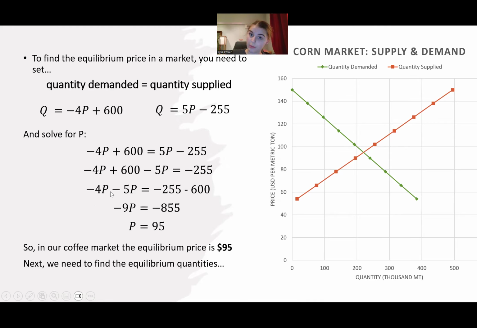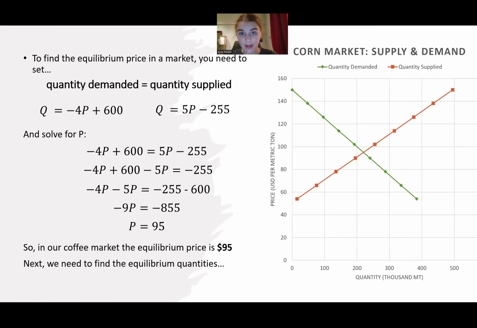Remember, that's our slope for demand. It's negative. And then we're going to subtract 5P, because we had to take it over from the other side. A negative minus a positive is kind of like adding two negatives together, so we're going to get negative 9P. And we're going to set that equal to what we have with our two intercepts. We get negative 9P equals negative 855.